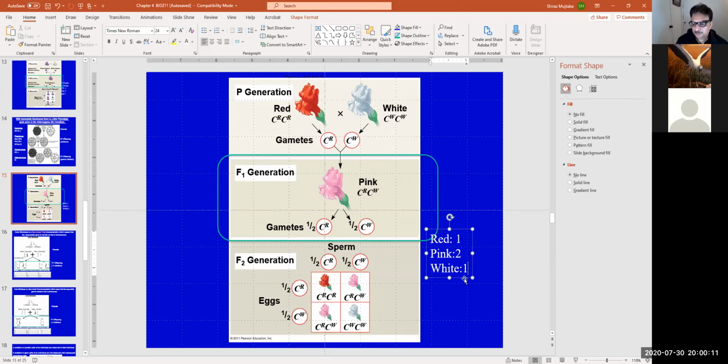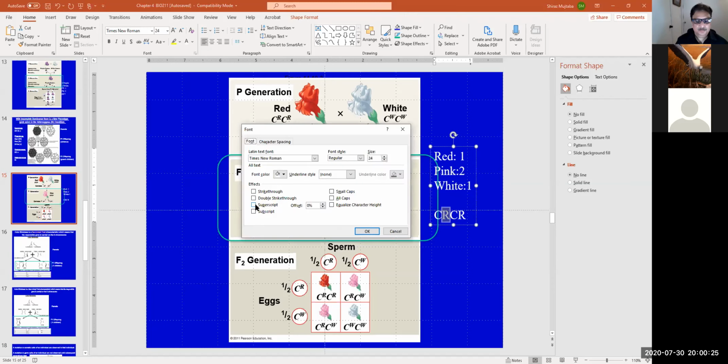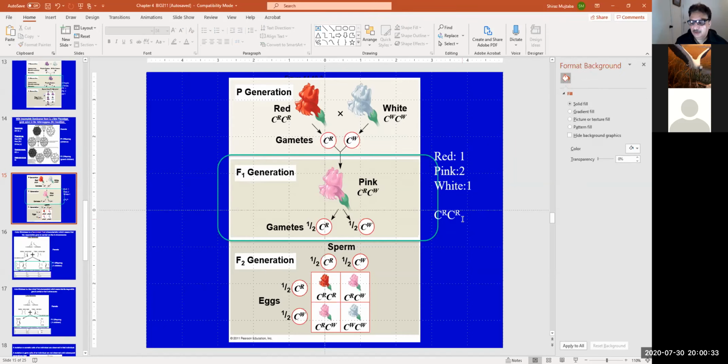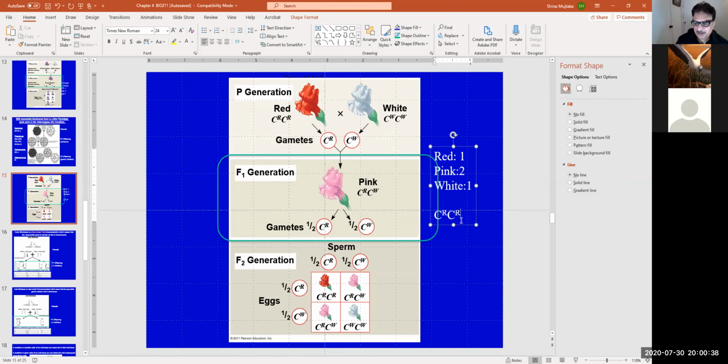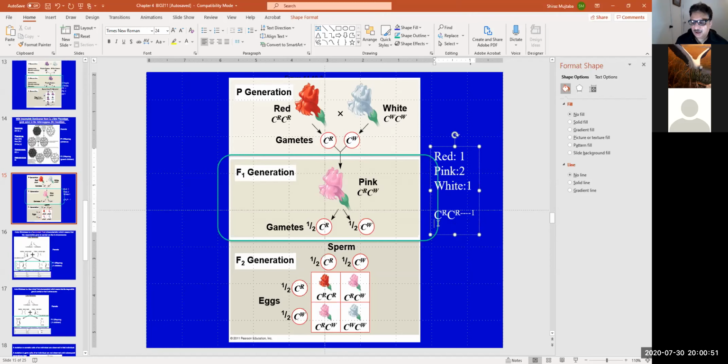Now let's look at the genotype. You see that there is 1 CRCR, which stands for red. Then the heterozygous, which is a red color flower and a white color flower, is CRCW. That is how many? 2. So CRCW are the pink flowers. And then CWCW, they are again 1.